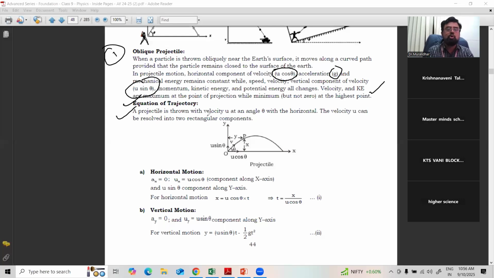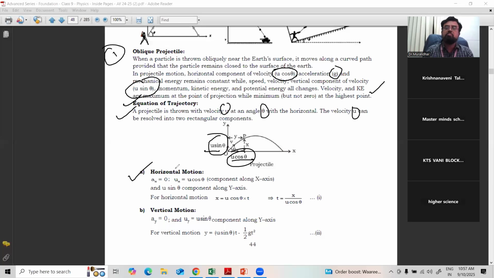A projectile is thrown above the ground with a velocity u at an angle of theta with the horizontal. The velocity u can be resolved into two rectangular components, that is u sin theta and u cos theta. Already we have seen resolution of vectors. This is the condition for the oblique projectile. This is the path followed by the projectile, which is called the trajectory. The shape is a parabola. The horizontal component is u cos theta and the vertical component is u sin theta.